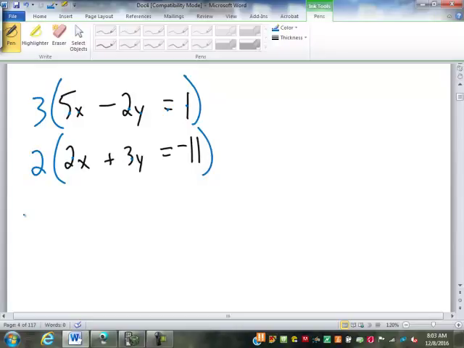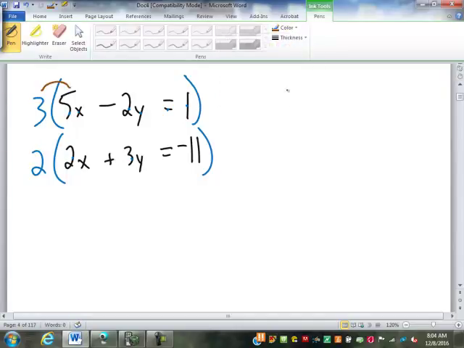Now, I'm going to pause here for a second and make a side note. 3 times negative 2 will make a negative 6. 2 times 3 will make a positive 6. What if this had been a negative 2 up here? What would I have to do? Or a positive 2 up here instead of a negative 2? Yeah, one of them would have to be negative. It doesn't matter which one, but I'd have to make sure one of them is going to be negative when I'm done.